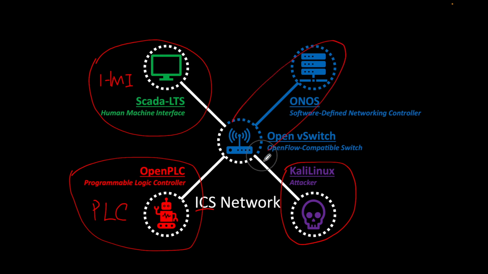The blue ones are all SDN components. The Open vSwitch is an OpenFlow compatible switch. The ONOS is an SDN controller. In practice, we use SCADA-LTS to monitor and control the OpenPLC, and we have Kali Linux to attack this connection. And we have SDN components to deploy countermeasures against the attack.